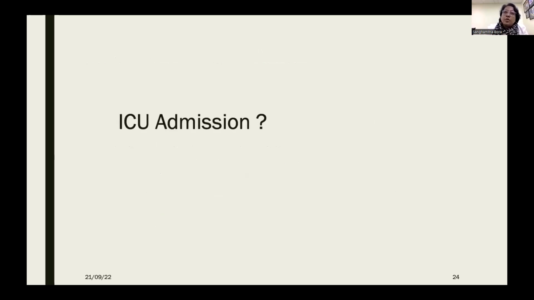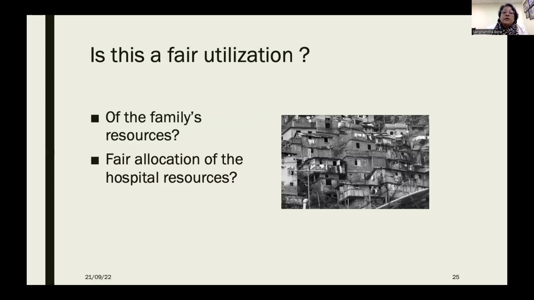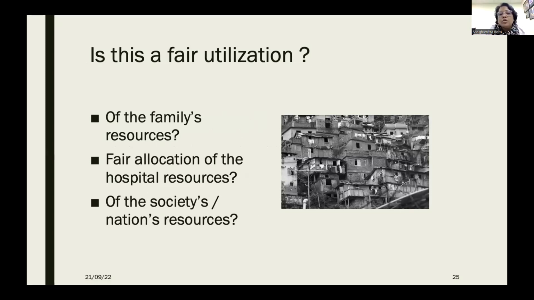So now, are we going to admit him to the ICU? And is this going to be a fair utilization of our resources, of the family's resources, allocation of the hospital resources, and of the society's or nation's resources? So we have to find out and justify why. It's very easy to say that we have such a lot of money, and we are going to take him to the hospital, and we are going to put this patient inside the ICU. We are going to do everything that is possible in our hands. Okay, but are we justifying our work? Are we doing that? I think no. So the principle of justice is definitely one important principle that we all need to follow, because we are working in a resource poor setup when we are working in India.